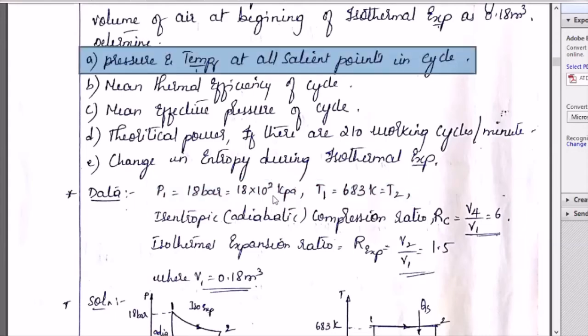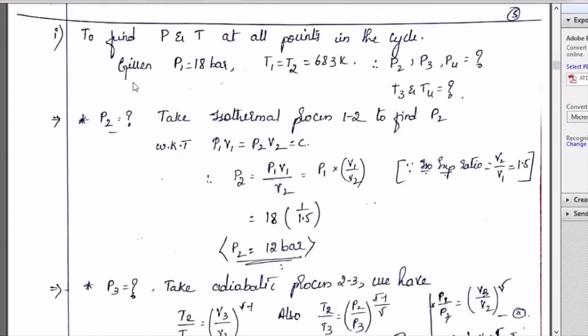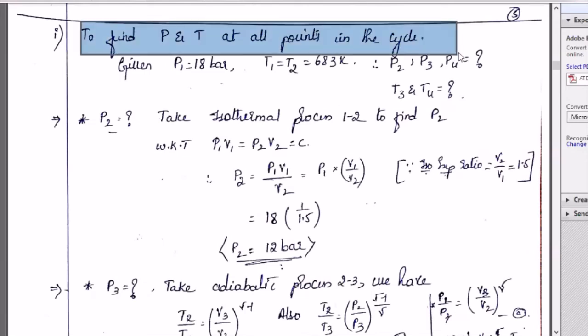Now, how do we find them? Check what was given. To find P and T at all salient points of the cycle, we have to go with the calculation. First, P1 is given, T1 and T2 are given. P2, P3, P4 are unknown, and T3 and T4 are unknown. Now, let us find P2 first, one by one.